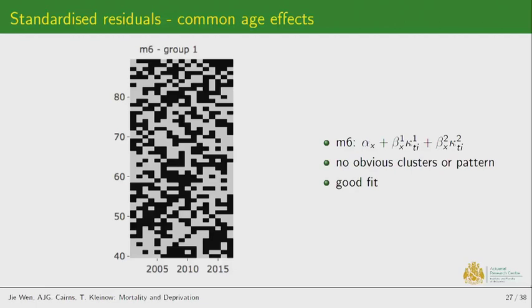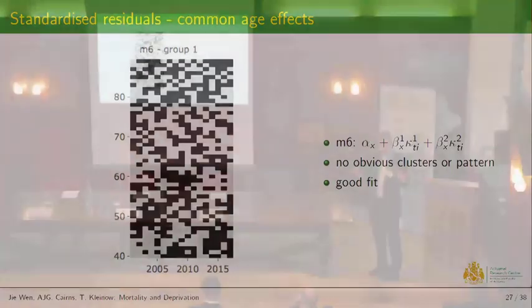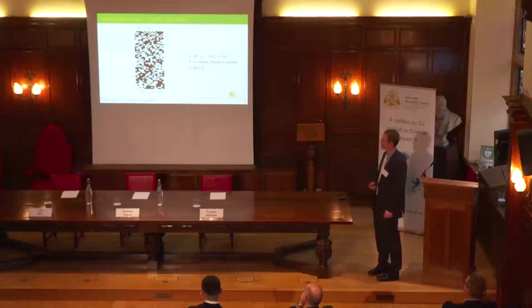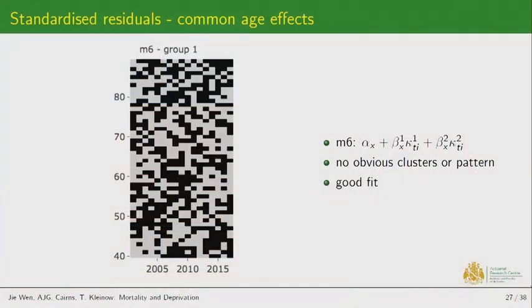But what we see is there's no structure. I would argue that this is a random pattern, and that's what we want to see. It's roughly the same number of light squares and black squares. So we have residuals which look pretty much IID, as we want them to look.